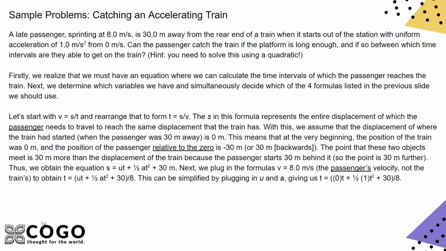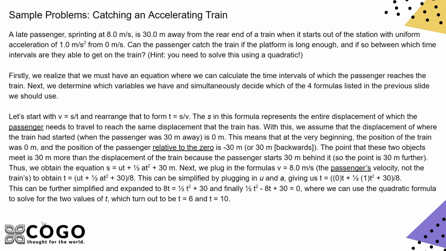Next, we plug into the formula v equals 8 meters per second, which is the passenger's velocity, not the train's, to obtain t equals (ut plus 1 over 2 at squared plus 30) all divided by 8. This can be simplified by plugging in u and a, giving us t equals (0 times t plus 1 over 2 times 1 times t squared plus 30) all divided by 8.